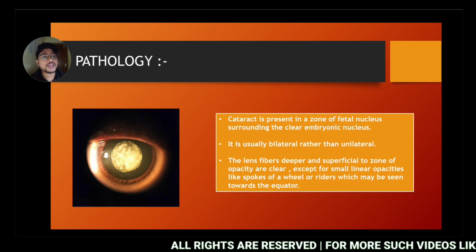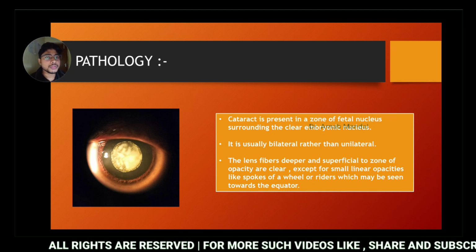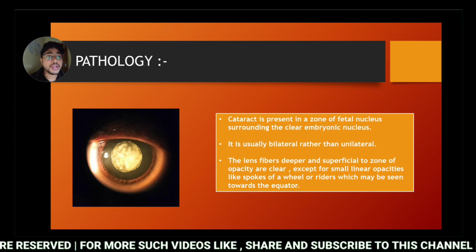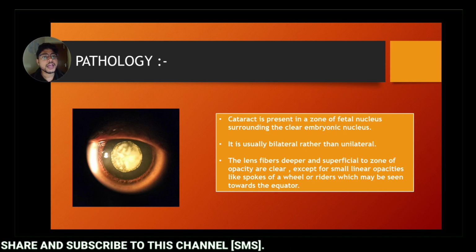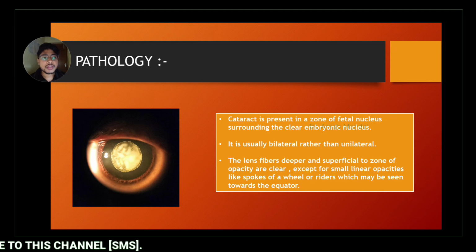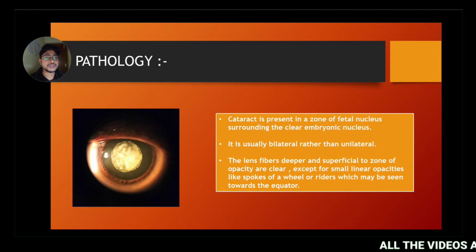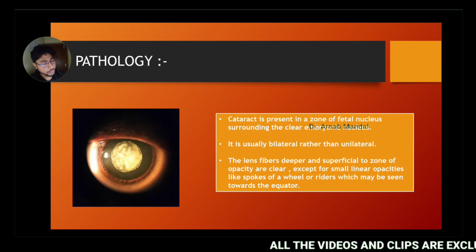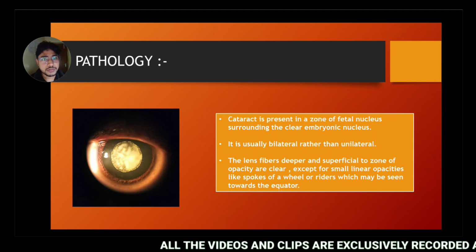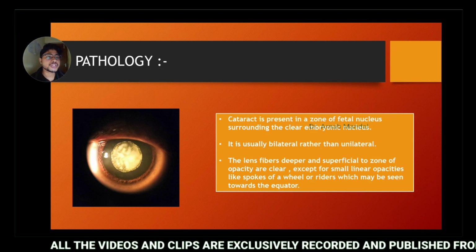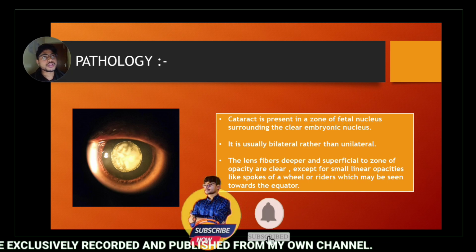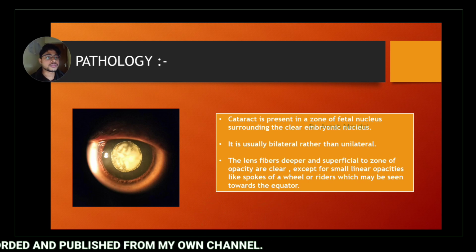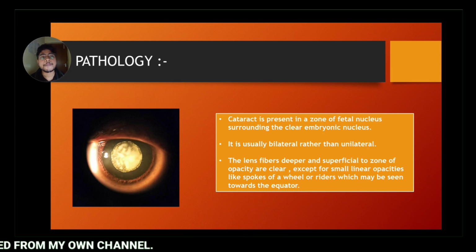Cataract is present in a zone of the fetal nucleus which is surrounding the clear embryonic nucleus. The fetal nucleus has the cataractous part which is surrounded by the clear embryonic nucleus. It is usually bilateral rather than unilateral. Today's case that we have seen was also bilateral, but she had her left eye operated, most probably when she was 5 years of age.